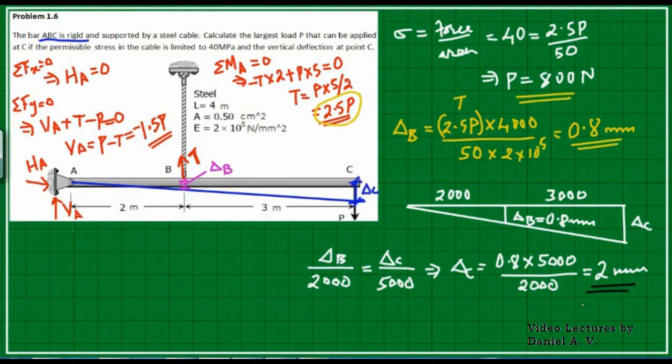So here they have asked us to find two things. One is the value of P that we got, it is 800 Newton. The vertical deflection at point C that we got here as 2 mm. So that's how we solve this particular problem.